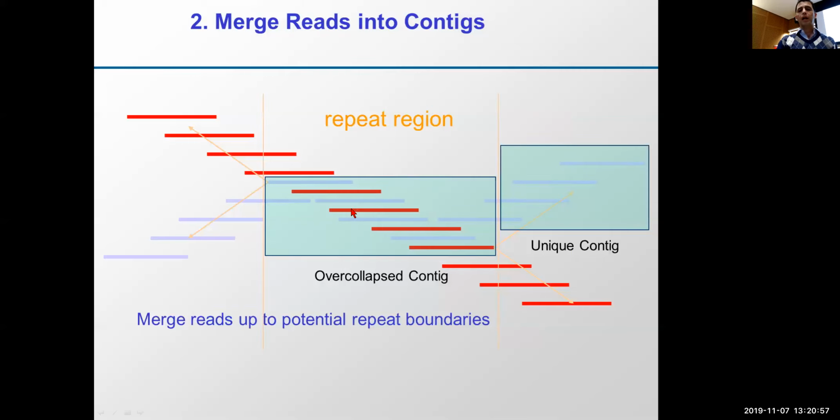And then I might realize that this over-collapsed contig, in fact, maps one time in chromosome 3 and one time in chromosome 17. In the context of 3, it has the blue sides outside, and in the context of 17, it has the red sides outside. Sounds good?